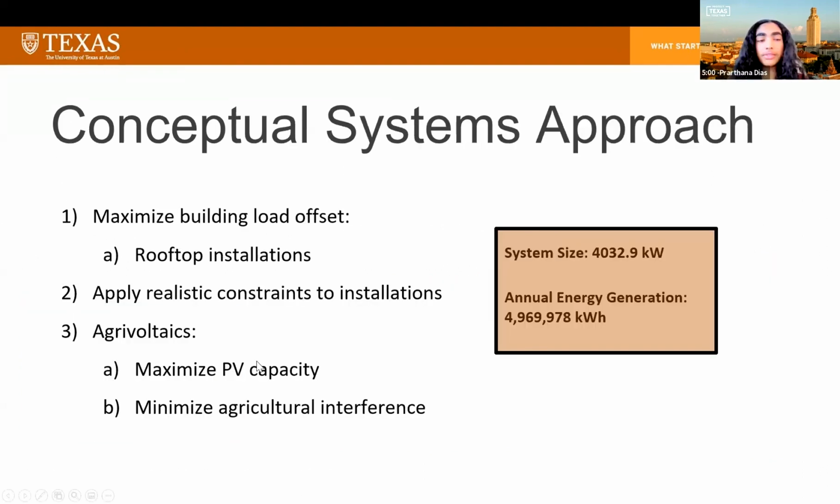For our conceptual systems approach, we plan on maximizing the building load offset, applying realistic constraints to installations, and maximizing PV capacity while also minimizing the interference on agriculture. Our system size is 4,032.9 kilowatts, and our annual energy generation was around 5 million kilowatt hours, which is the equivalent of powering about 500 American homes for a year.